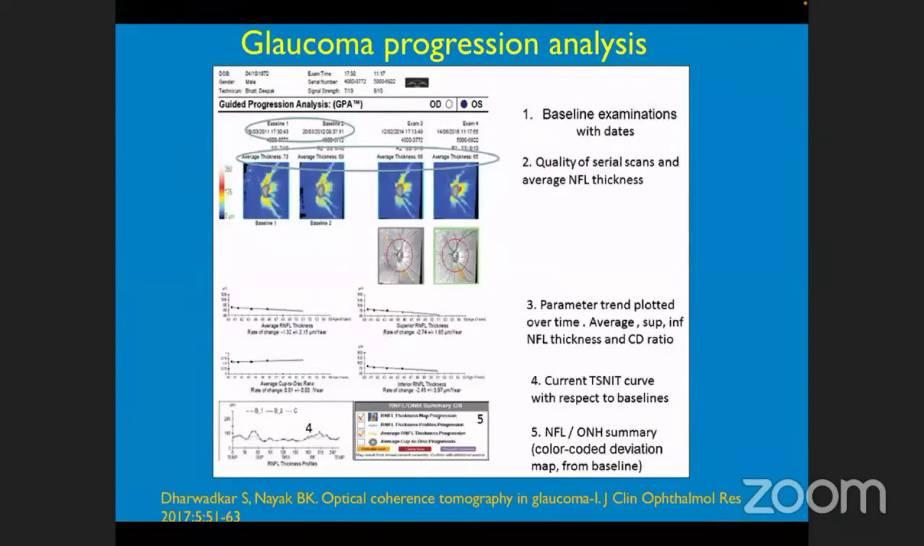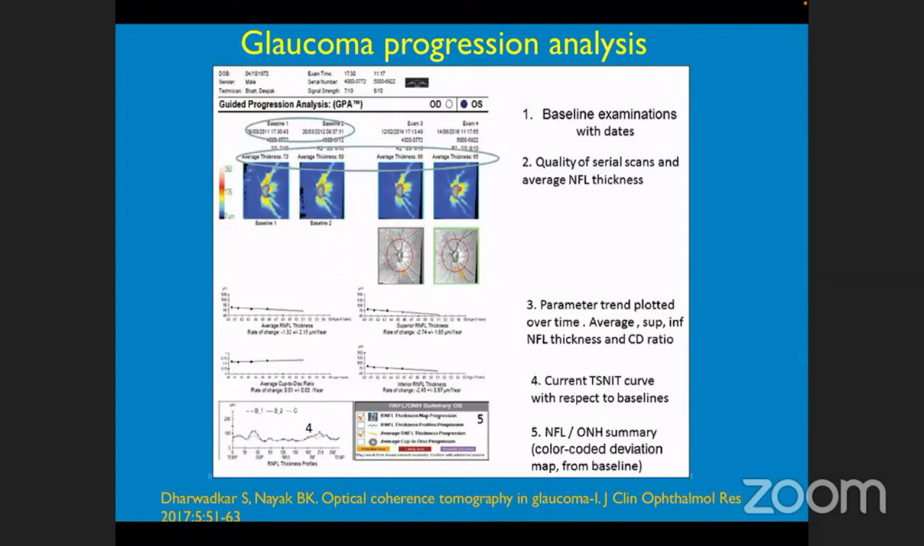Glaucoma progression analysis on OCT is a very important tool because it is a very sensitive tool, and we can pick up glaucomas in very early stages. For the baseline examination with dates, there are 2 baseline examinations done at least 1 or 2 months apart. This baseline, if it is reliable, then the other scans can be compared with these 2 baseline images.